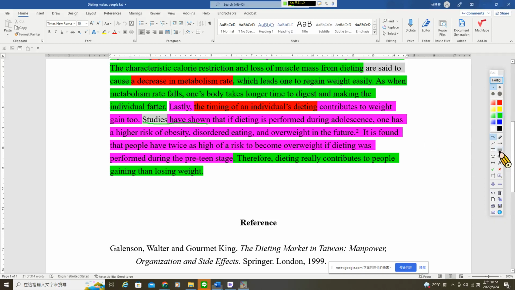The beginning part is from here, "Studies have shown that," and end it with here. So here is the beginning, and this is the ending, and end with the note number here. So remember, you have to mark the boundary.